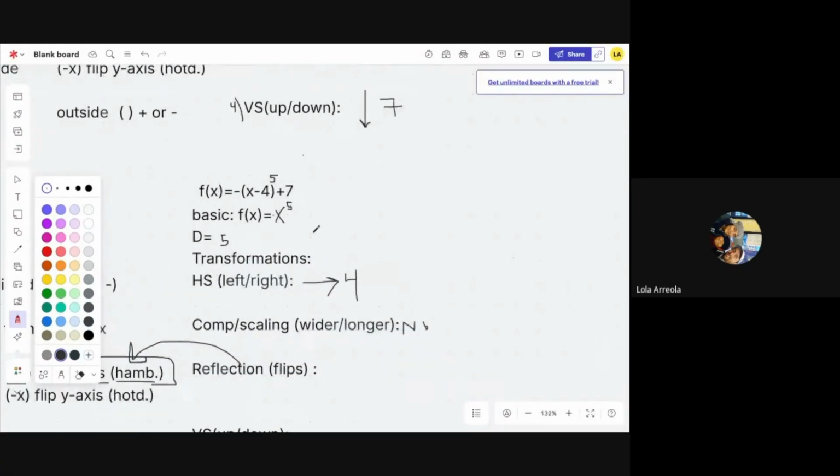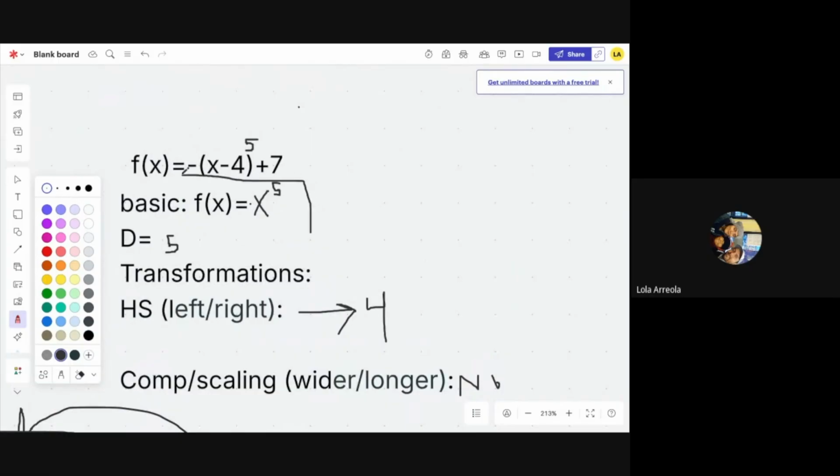All right, do you guys see the importance of the basic function? The basic is basically what we start off with, and then we go ahead and identify and apply those transformations one by one after establishing what the basic is. So that is an overview of problems 1 and 2.